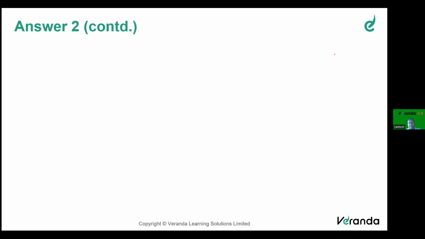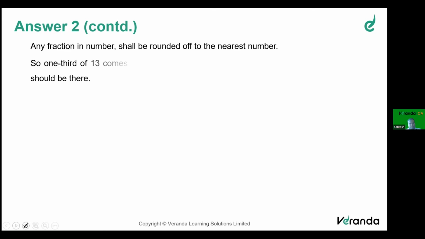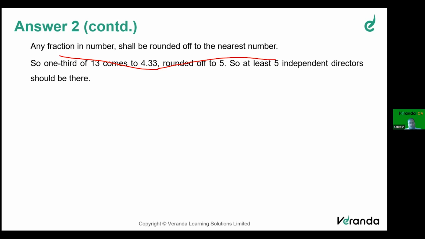In those cases, what the Act says is, well and good. If it is a fraction, you round it off to the next digit. Any fraction is rounded off to the next digit. That is what I'm going to cover now. Any fractions in the number should be rounded off to the nearest number, not the smaller number, to the next number. So 1/3 of 13 becomes 4.33. Round off to 5.